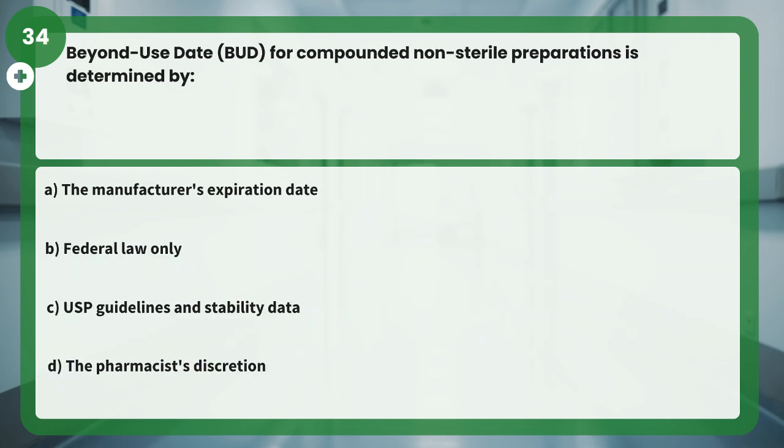Question 34. Beyond use date, BUD, for compounded non-sterile preparations is determined by A. The manufacturer's expiration date. B. Federal law only. C. USP guidelines and stability data. D. The pharmacist's discretion.